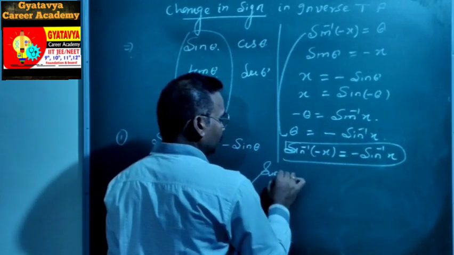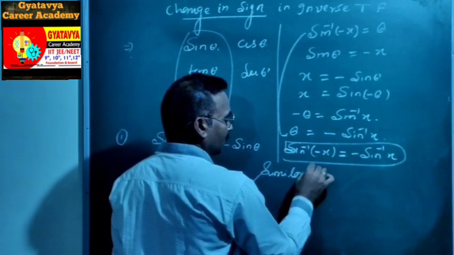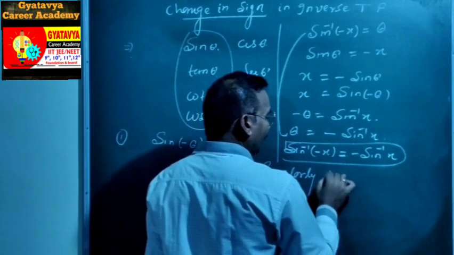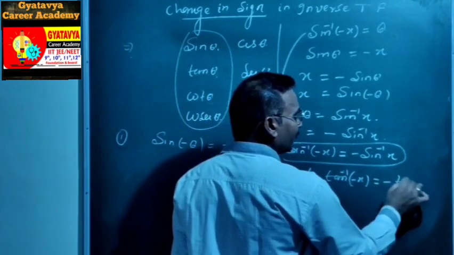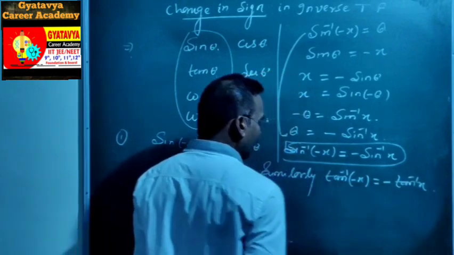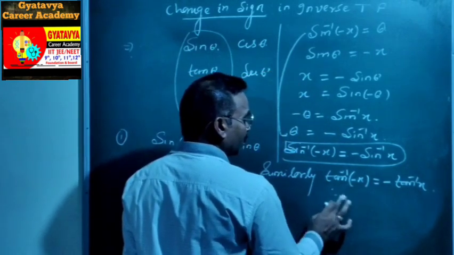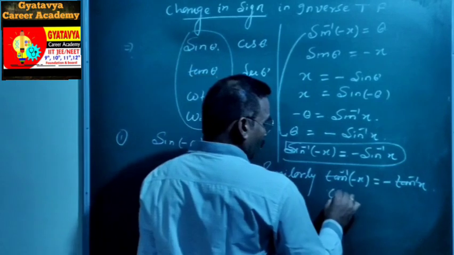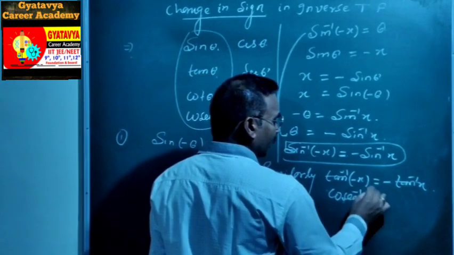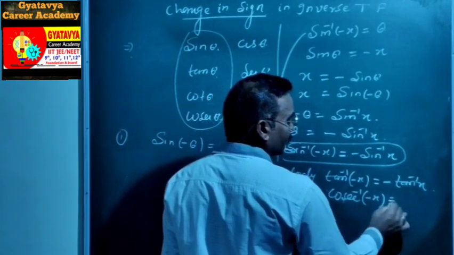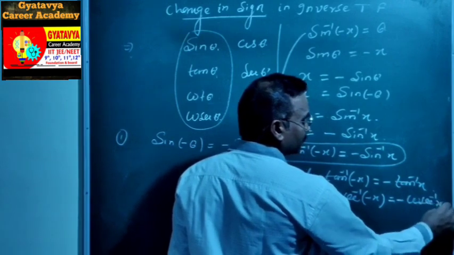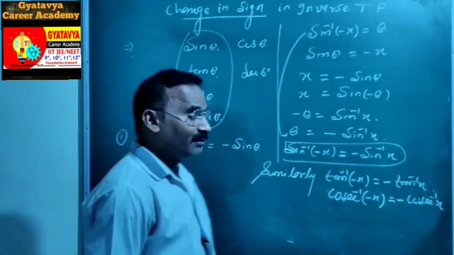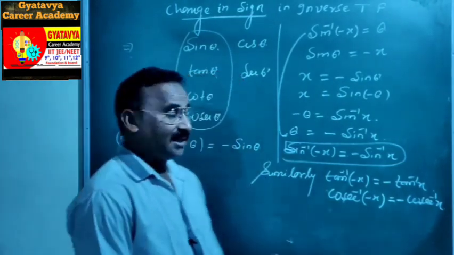Similarly, tan inverse minus x is equal to minus tan inverse x. Okay, cosec inverse minus x is equal to minus cosec inverse x. And what will we change in cos, sec and cot?